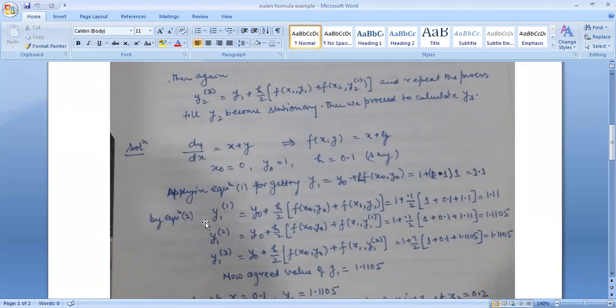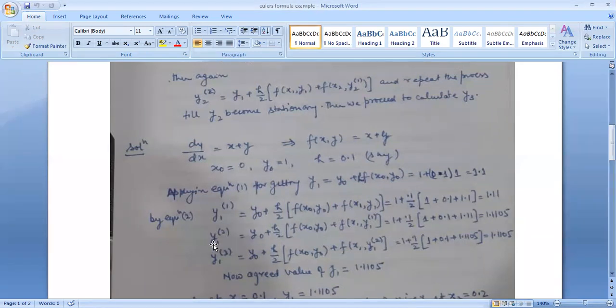Now by equation 2, you have to find out y1(1). That will be equal to y0 plus h by 2 times f(x0, y0) plus f(x1, y1). So y0 is equal to 1, and h by 2, h is 0.1, so 0.1 by 2. f(x0, y0): if we put x0 and y0 here, 0 plus 1, that will be 1. f(x1, y1): we put x1 is equal to 0.1, and y1 I have just calculated as 1.1, so we will be getting 1.1 here.